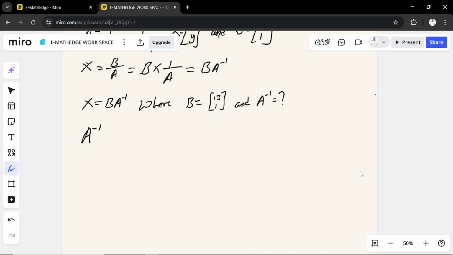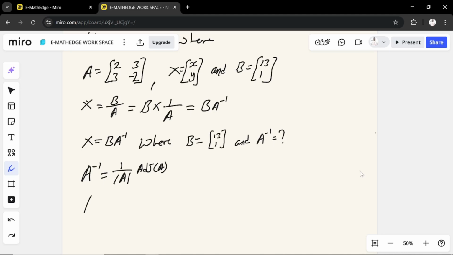Mind you, earlier we looked at the inverse of A to be 1 over the determinant of A multiplying the adjoint of A. I explained earlier that to obtain the determinant of a 2 by 2 matrix, you simply observe the elements in the main diagonal, which in this case are 2 and -2, multiply them and subtract the product of the elements in the other diagonal, which in this case are 3 and 3. So let's quickly go ahead and do that.